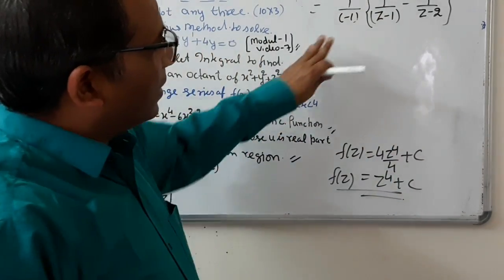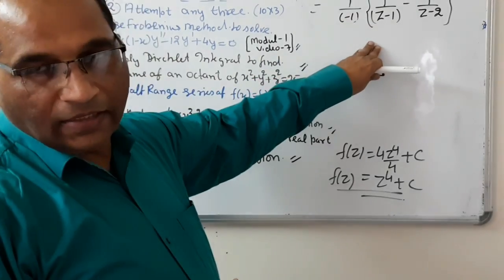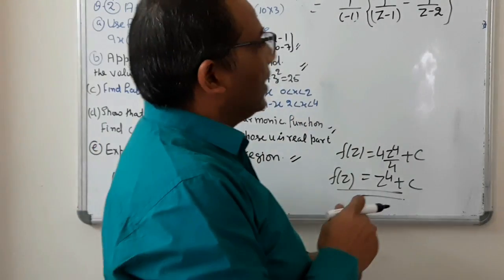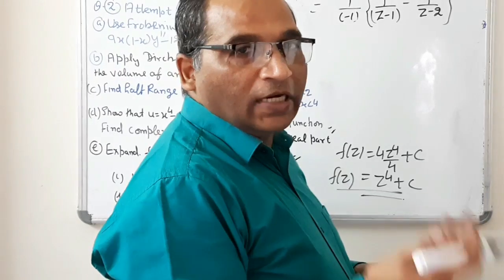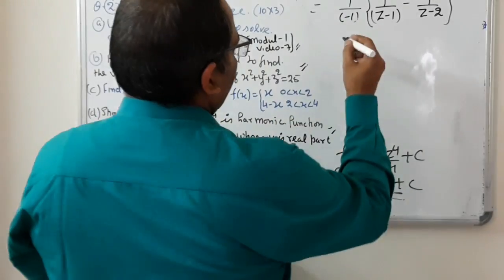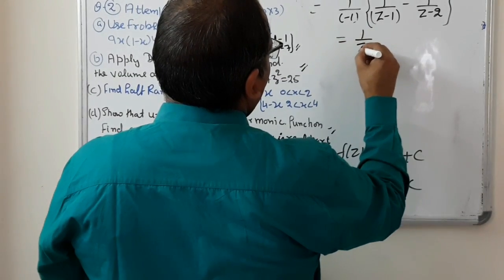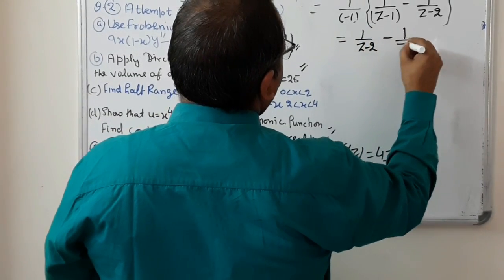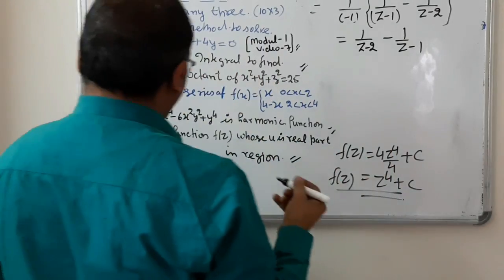You can write the partial fraction directly like this, or you can write a upon z minus 1 plus b upon z minus 2 and then find the values of a and b and put them here. So from here, this is equal to 1 upon z minus 2 minus 1 upon z minus 1. This is the value of f(z).